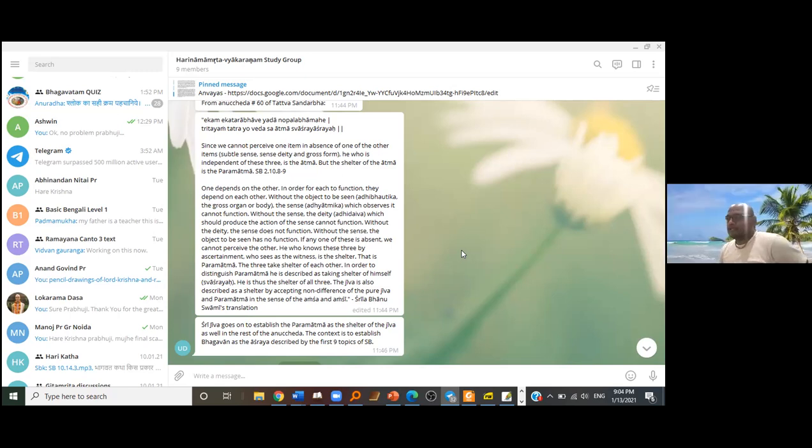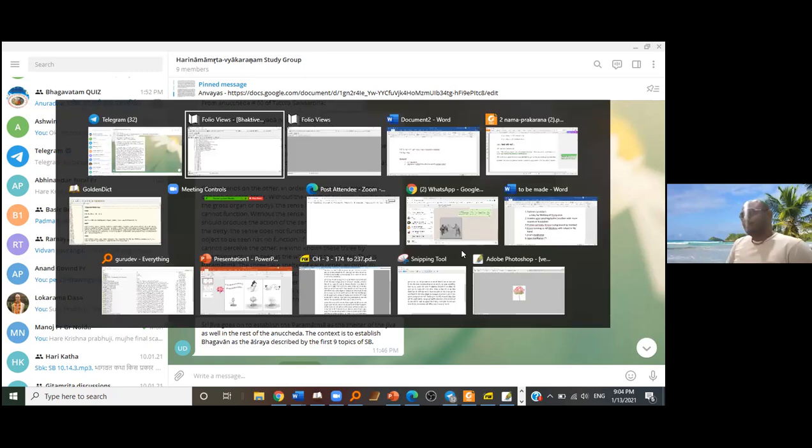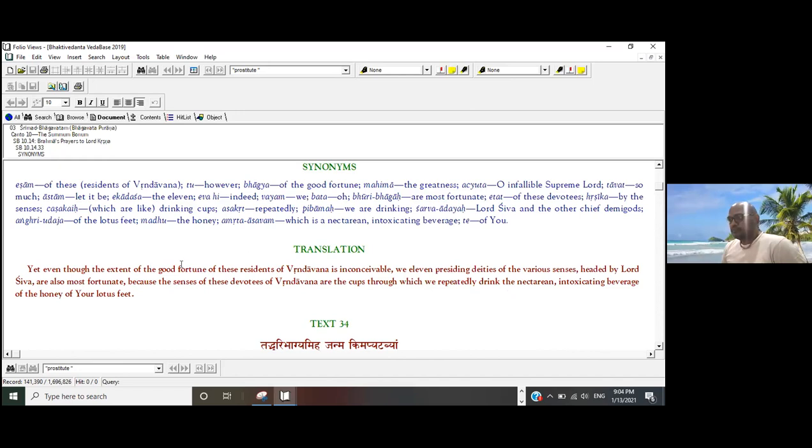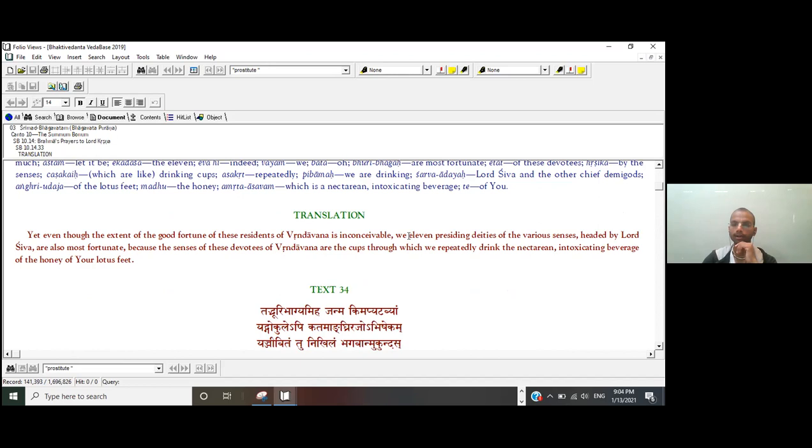The verse is 10.14.33. Yet even though the extent of the good fortune of these residents of Vrindavan is inconceivable, we 11 presiding deities of the various senses, headed by Lord Shiva, are also most fortunate, because the senses of these devotees of Vrindavan are the cups through which we repeatedly drink the nectarian, intoxicating beverage of the honey of your lotus feet.